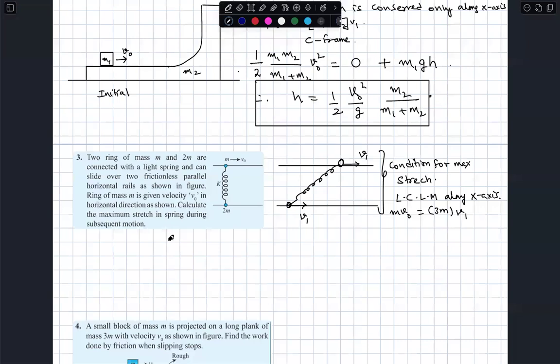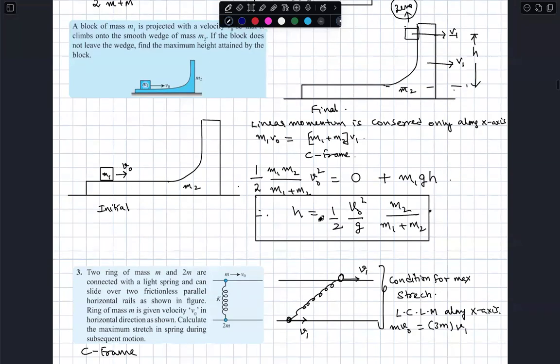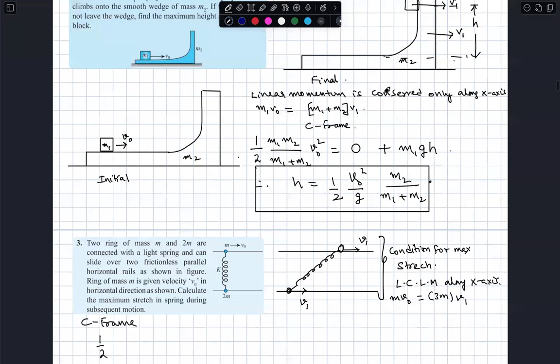But that's not what they're asking. They're asking for the maximum stretch. You ask any question, my approach is the C frame. In the C frame of reference, I actually have nothing to do with this relation. In fact, to answer this question, I require just one step.